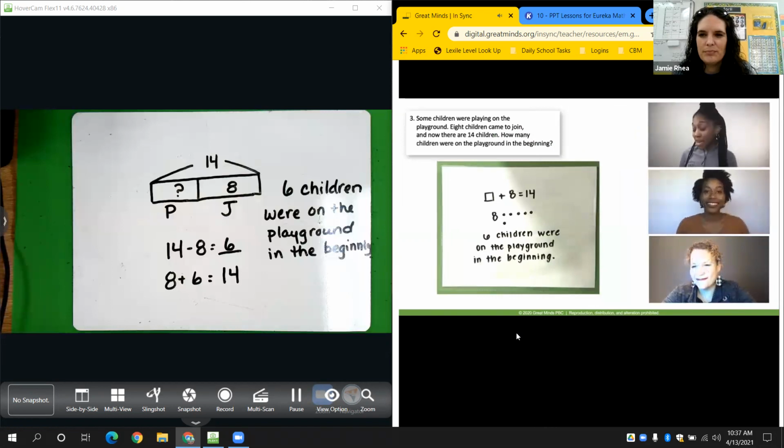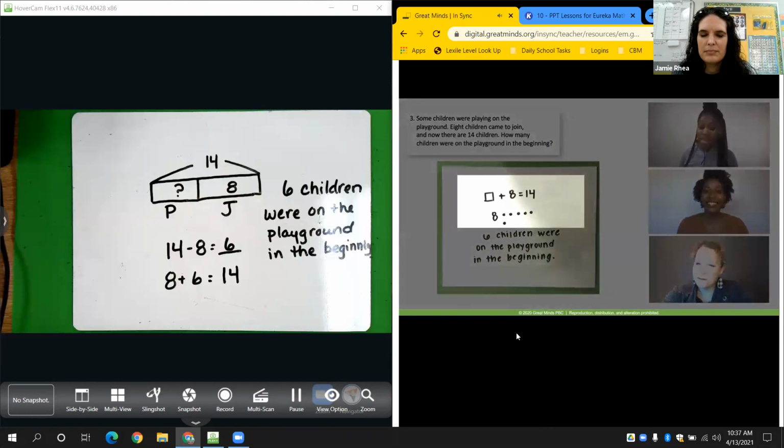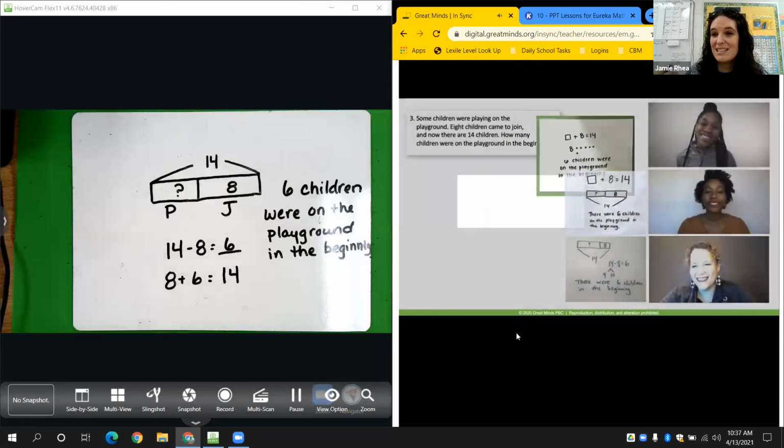Yeah. Well, I use my number sentence to help me solve. Here I have blank plus 8 equals 14. And I wrote that first because the word problem says that some children were on the playground in the beginning. So I drew a box to represent that. Then it says that 8 children came to join. So I wrote plus 8. And now there's 14. And then my strategy was I held 8 in my heart and counted on until I got to 14. And I found out that 6 children were on the playground in the beginning. And we got the same answer, awesome.